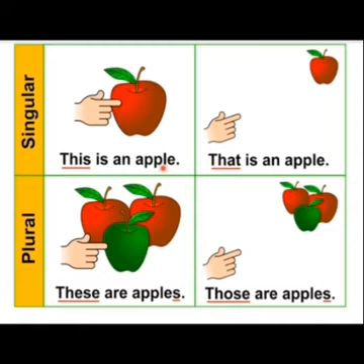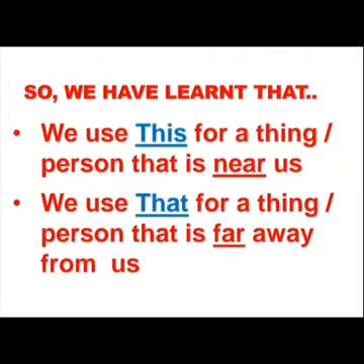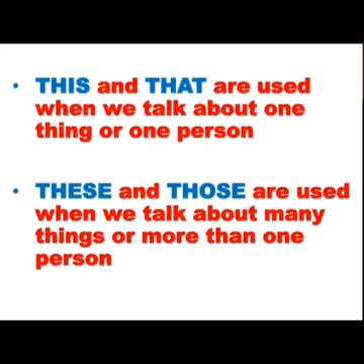This, that, these and those. Very good. So what have we learned? We have learned that we use this for a thing or person that is near to us. We use that for a thing or a person that is far away from us. And this and that are used when we talk about one thing or one person, means singular, and these and those are used when we talk about many things or more than one person, means plural.